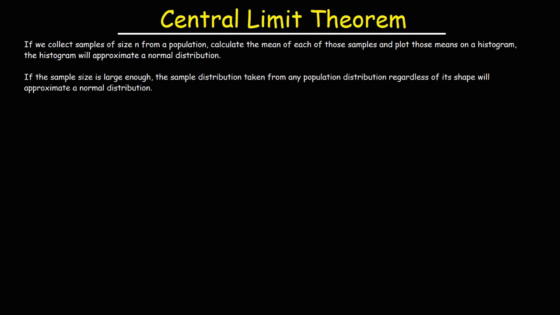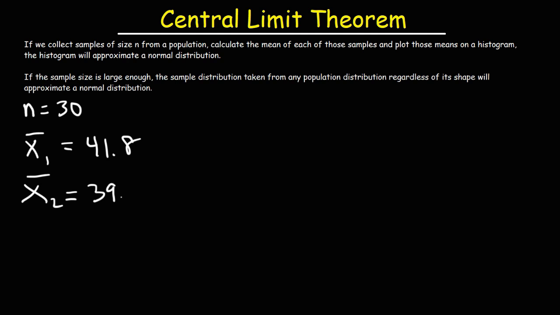So imagine you have 100,000 people in a town, and you choose a sample of 30 individuals, and then you calculate the mean of sample 1. Let's say you calculate the mean age of the 30 individuals in a sample. Let's say it's 41.8. And then you calculate the mean of another set of 30 individuals. Let's say it's 39.6. And then you take another sample of 30 people. You calculate their mean age. Let's say it's 40.5. And then you repeat this process.